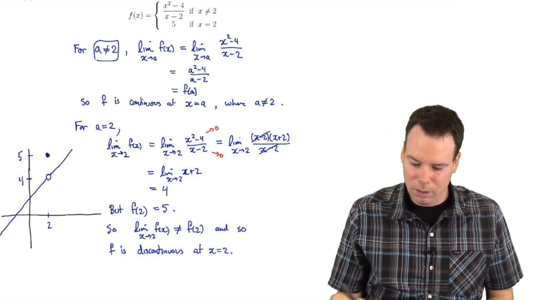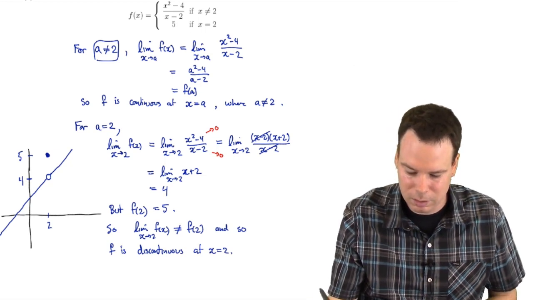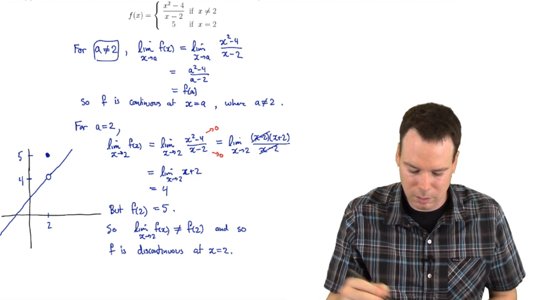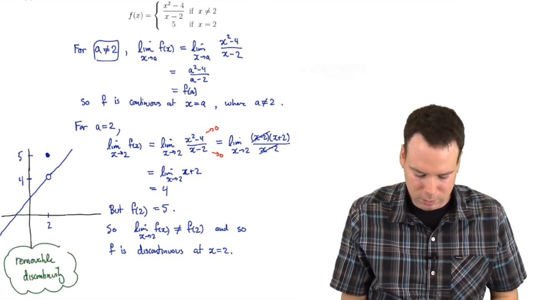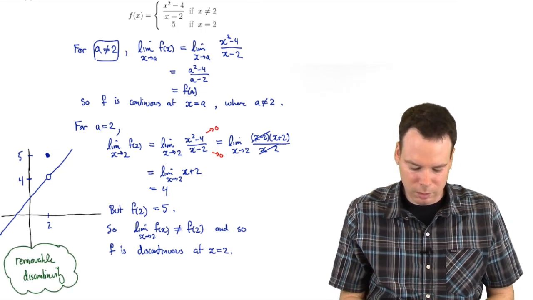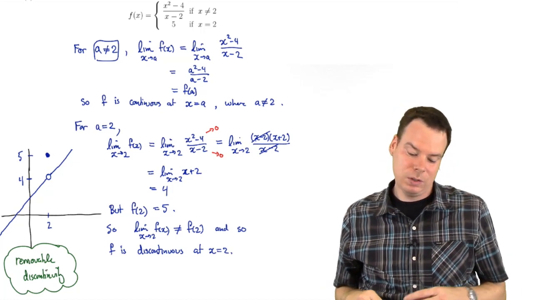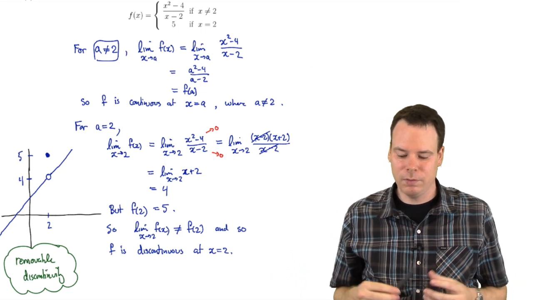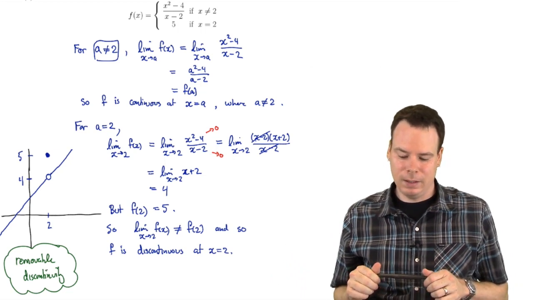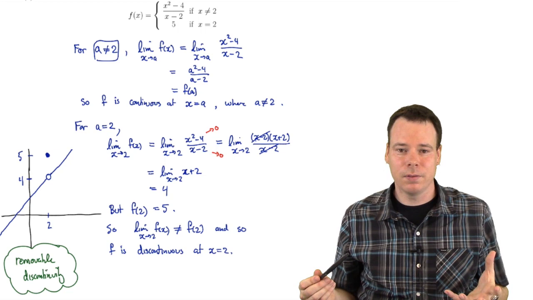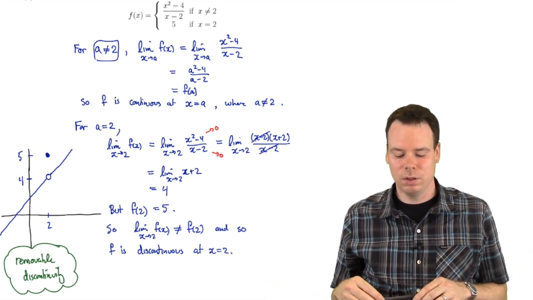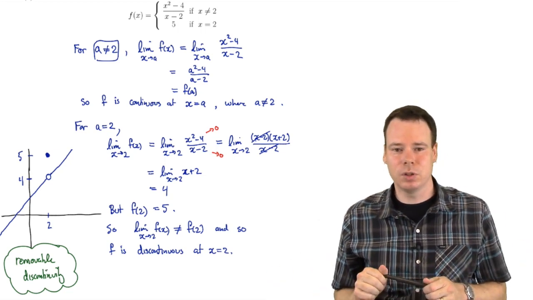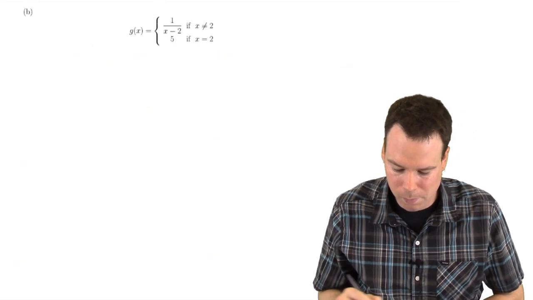So we call this kind of discontinuity that we've just found here a removable discontinuity. The reason we call it a removable discontinuity is because we can remove it by just redefining the function at a single point. If I redefine the function at the x value of 2 to be 4 instead of 5, then this would be a continuous function. And in fact, it would just be the linear function x plus 2. Okay, let's look at another example.